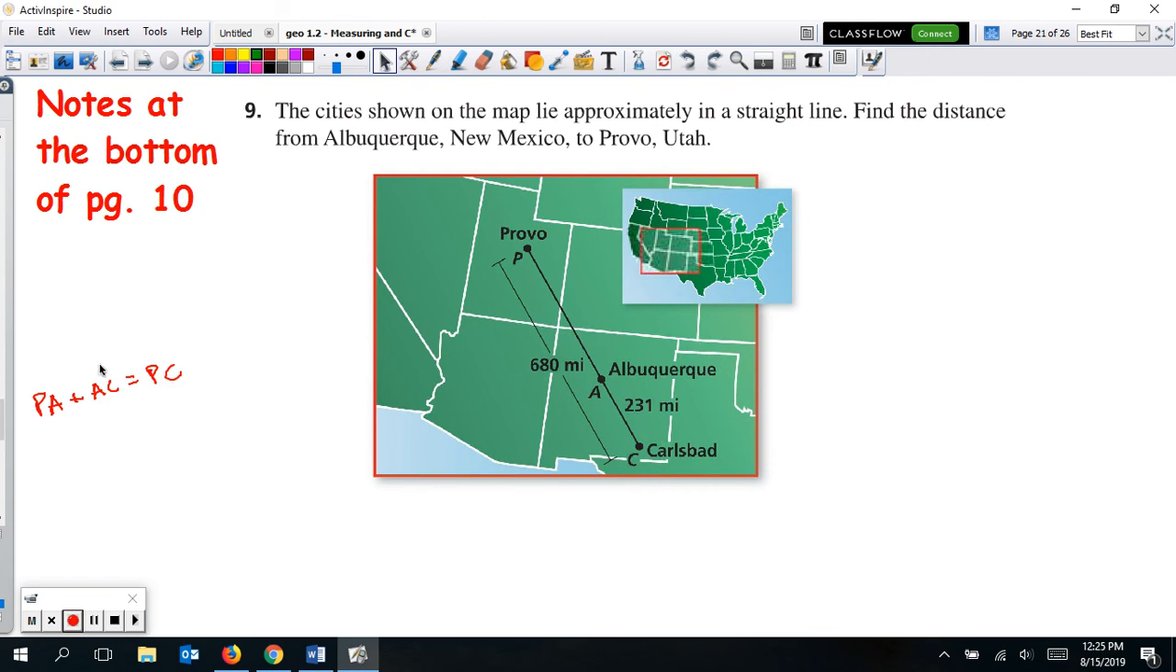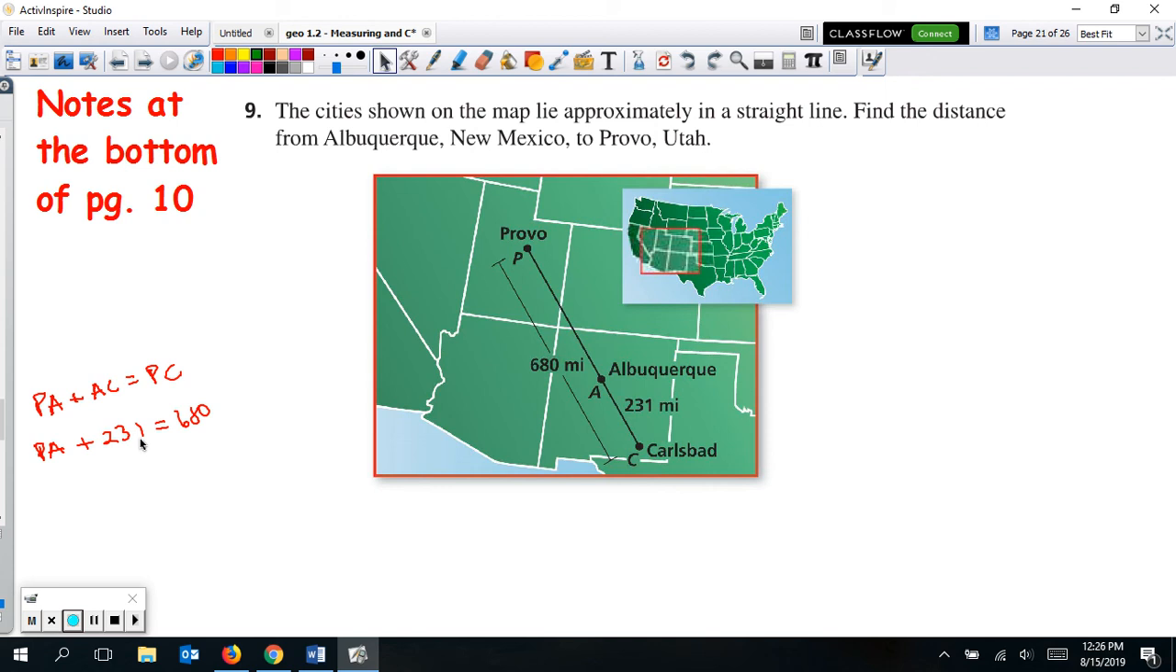So we can write this out. PA plus AC equals PC. You don't have to copy the map, of course, just copy the segment and the numbers, and then start writing this out. Let's write it like this first, just to see it. PA plus AC is equal to PC. These are the 2 segments that make up the longer segment of PC. Let's fill in what we know. We don't know PA, but we know AC and PC. So PA plus 231 is equal to 680.